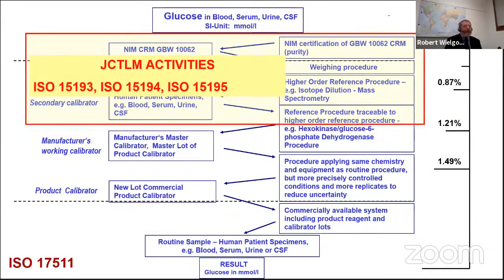So returning to the traceability scheme, the JCTLM is very much engaged with the higher order methods. In the middle, we have the IVD industry, and at the bottom of the calibration hierarchy, we have the clinical laboratory operating to ISO 15189.